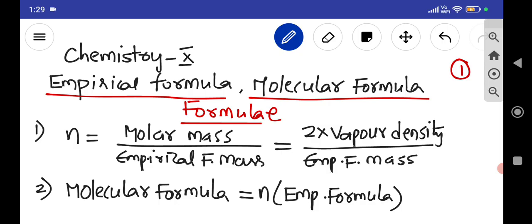In this, the value of n is calculated by molar mass divided by empirical formula mass, and we know the molecular mass can also be calculated by using 2 into vapor density. Second formula, to find out the molecular formula we have to take n into empirical formula.